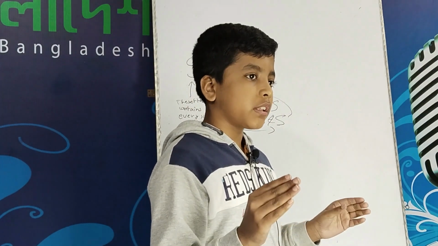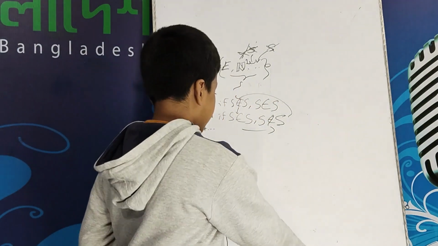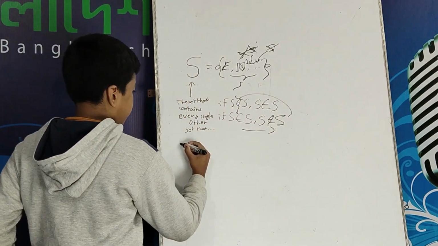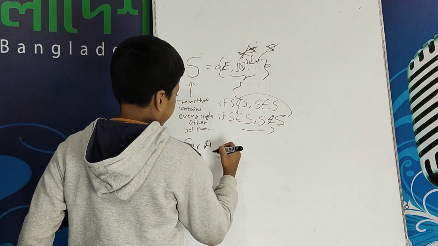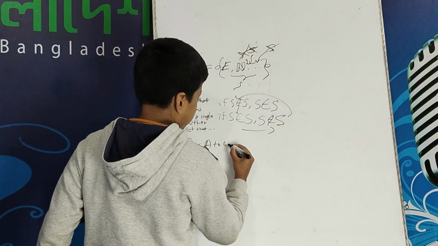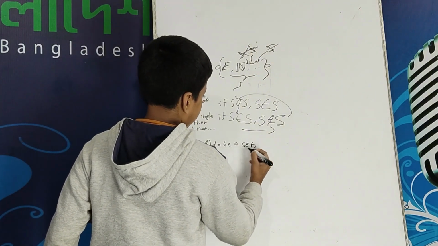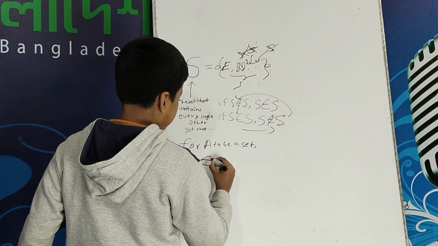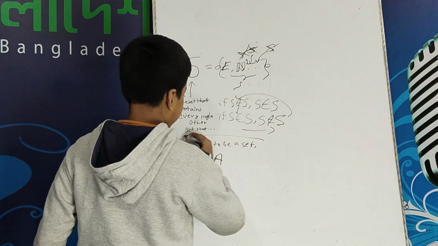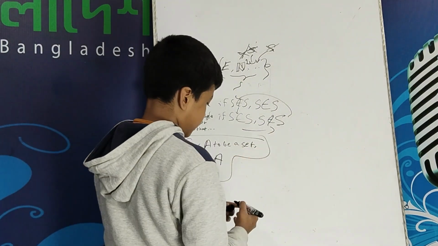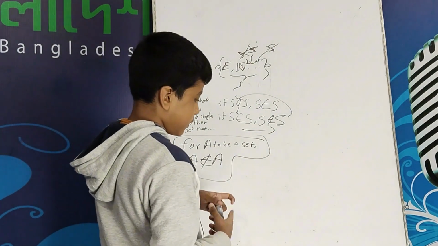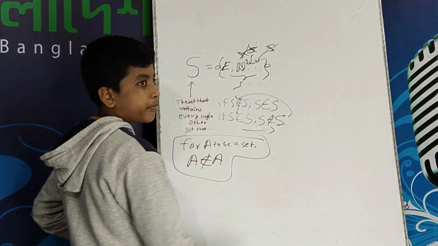But eventually we did get around and said that for A to be a set, A cannot belong to A. This is a new rule in set theory. So yeah, that's the story.